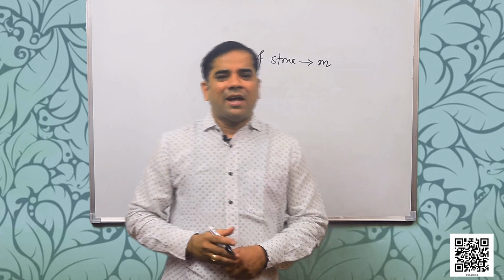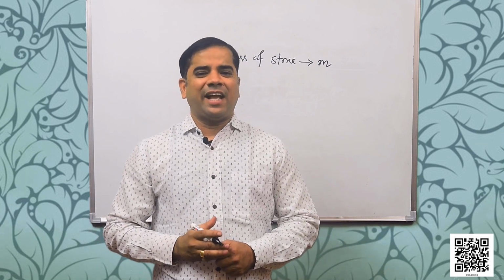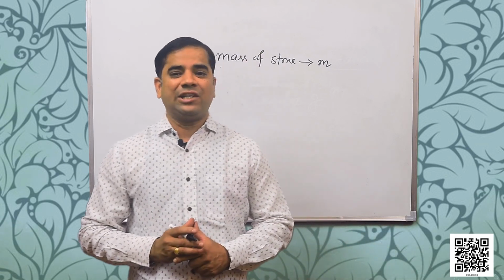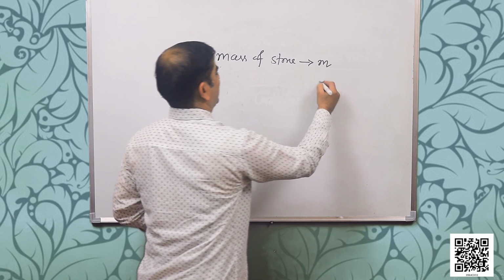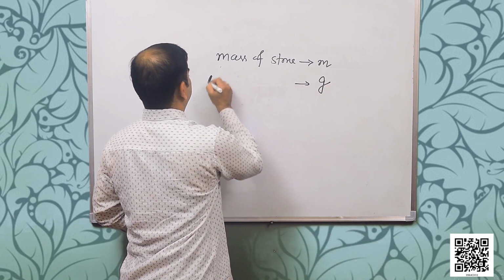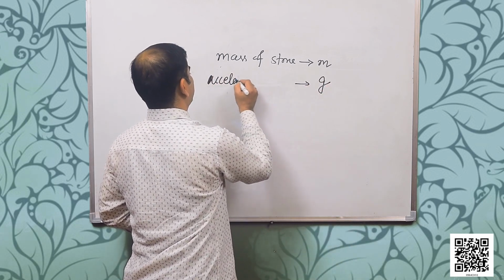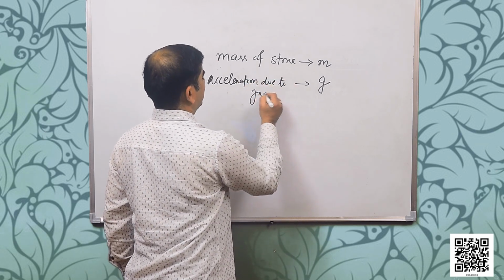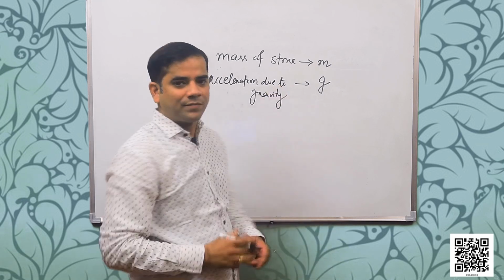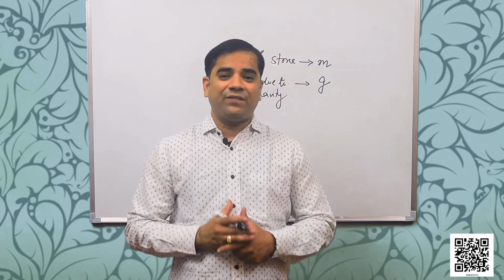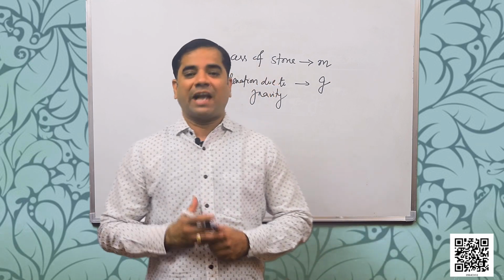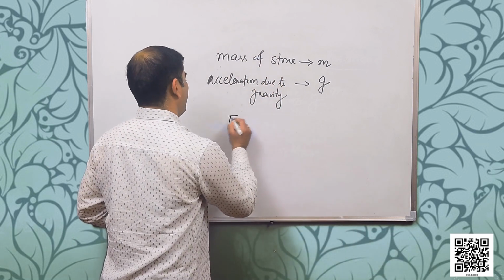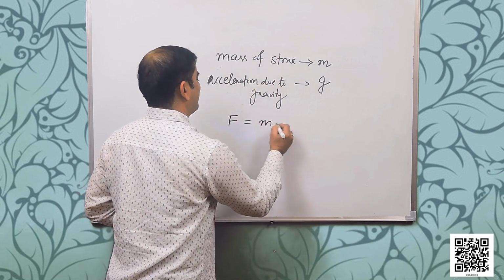We already know that there is acceleration involved in falling objects due to the gravitational force, and it is denoted by g, that is, acceleration due to gravity. So, if F is the magnitude of the gravitational force, then F will be equal to m into g.